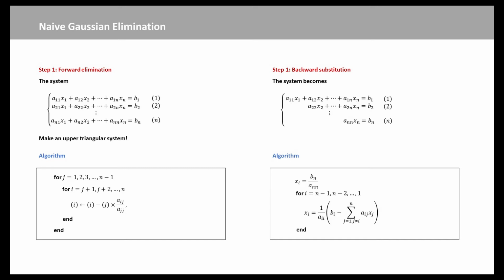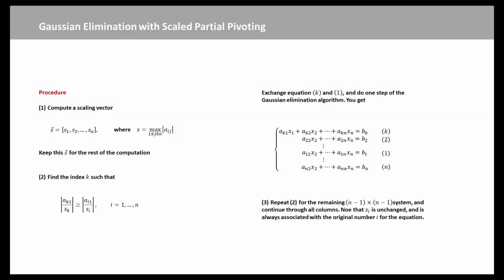The order in which equations are written can be important to achieve an accurate computation. In this video, we also introduce Gaussian elimination with scaled partial pivoting. The main idea in this pivoting process is to use for equation i the maximum of the absolute value of aik over si, where si is a scaling factor for equation number i. To simplify the algorithm, the scaling factor is computed only once at the beginning of the algorithm, and is not updated later.